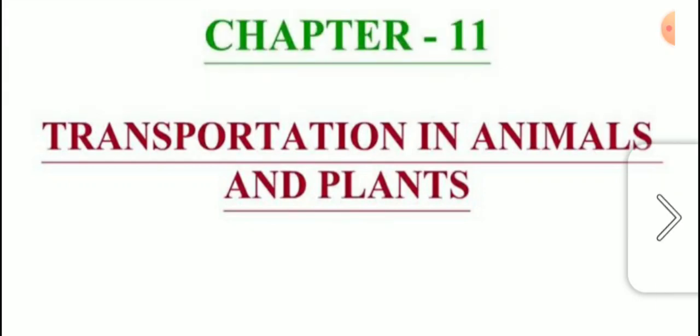What is the main function of arteries? They carry oxygen-rich blood from the heart to all parts of the body. That is arteries. What are veins? Veins are the vessels which carry carbon dioxide-rich blood from all parts of the body back to the heart. That is the types of blood vessels.